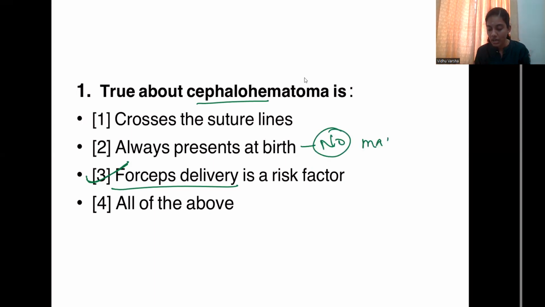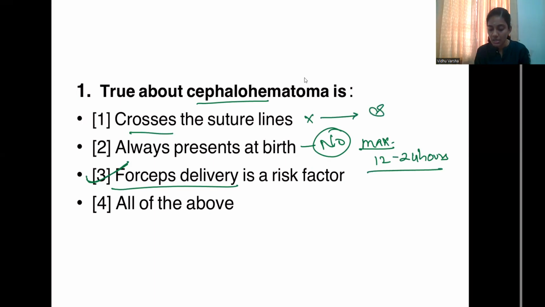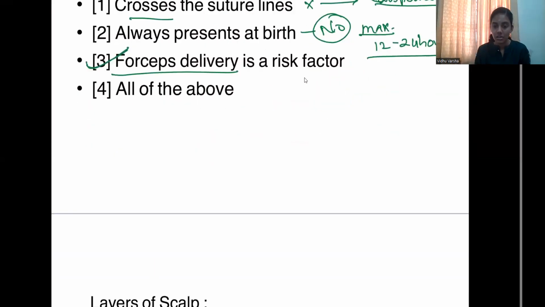Maximum size will occur only by 12 to 24 hours. It crosses the suture line? No, it will not cross the suture line since it is in a subperiosteal layer. So these are the important points you need to know about your cephalohematoma and your caput succedaneum. That is enough.